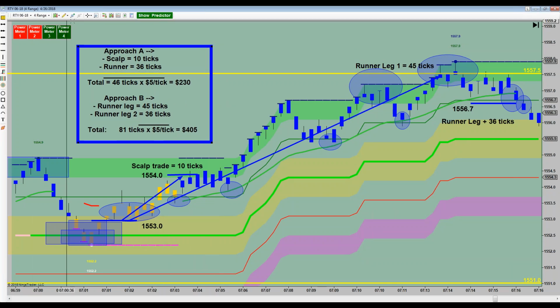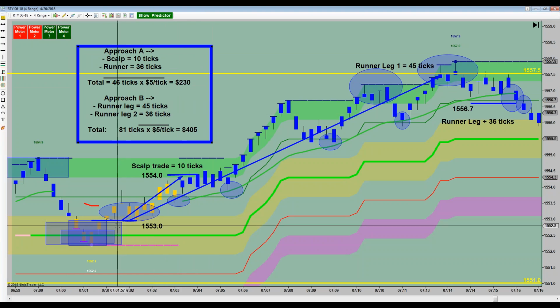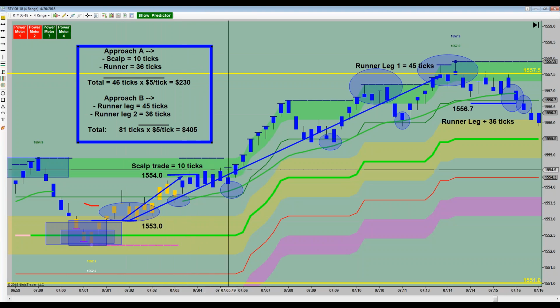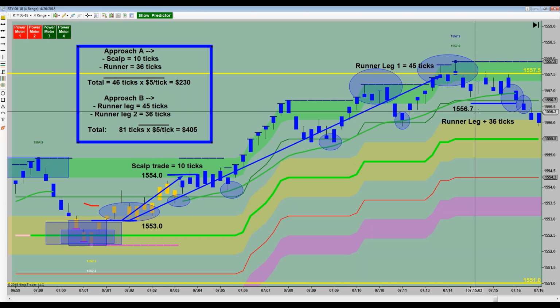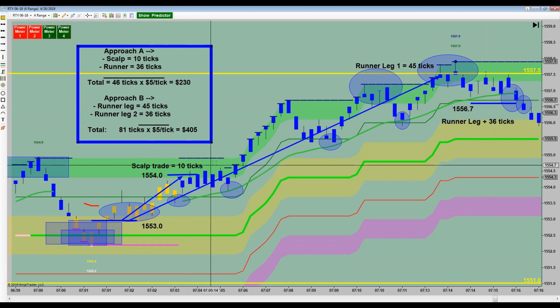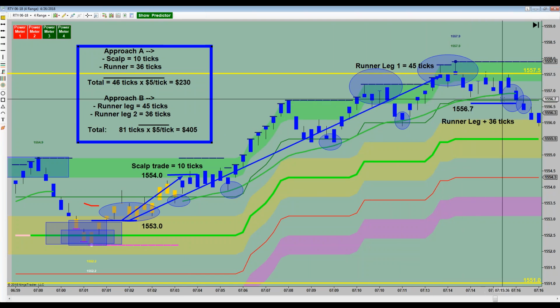Yeah, 230 on the second one. So the first one in this trade is you got the scalp off, you peeled off the 10. That's how we traditionally teach how to trade it. And then you had a runner that stopped out here on the trail for 36. Approach 2, you essentially had 2 runners. So you didn't take the scalp at the 10. You let this come all the way to resistance, peel off 1, and then you still had 1 remaining with a trail stop that got out at the 36. So you made about double.